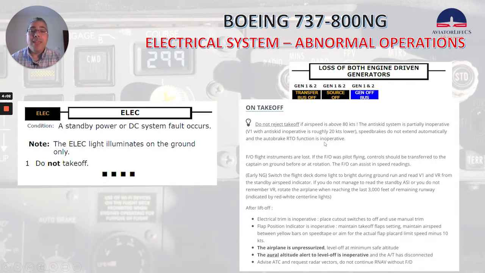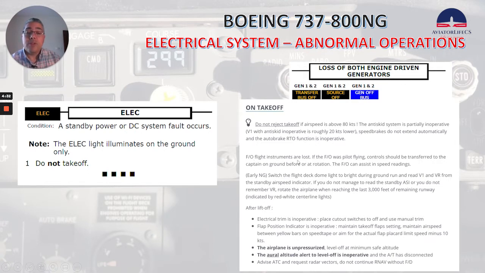Now, what happens if we get this situation during the takeoff? Let's read what the MRG says. It says do not reject takeoff if airspeed is above 80 knots. The anti-skid system is partially inoperative. V1 with anti-skid inoperative is roughly 20 knots lower. Speed brakes do not extend automatically, and the auto brake RTO function is inoperative.